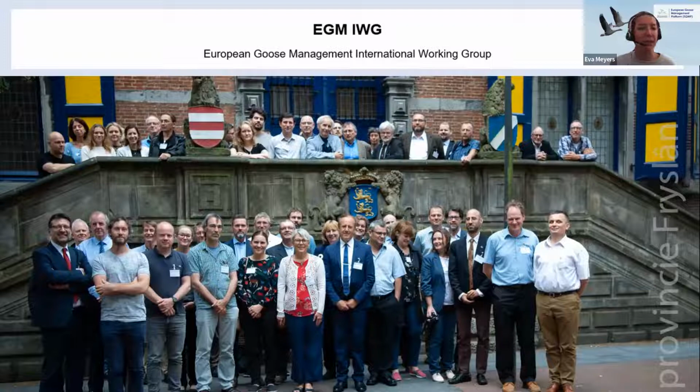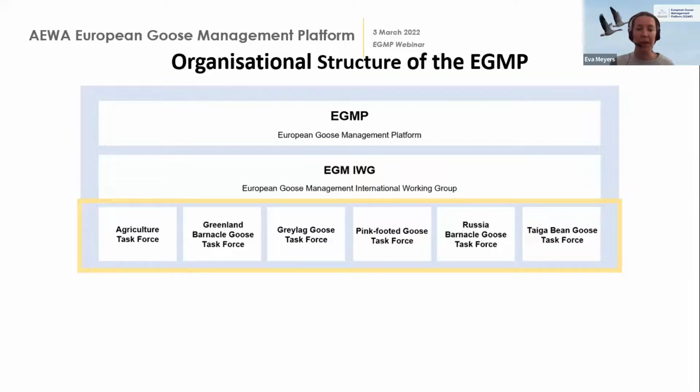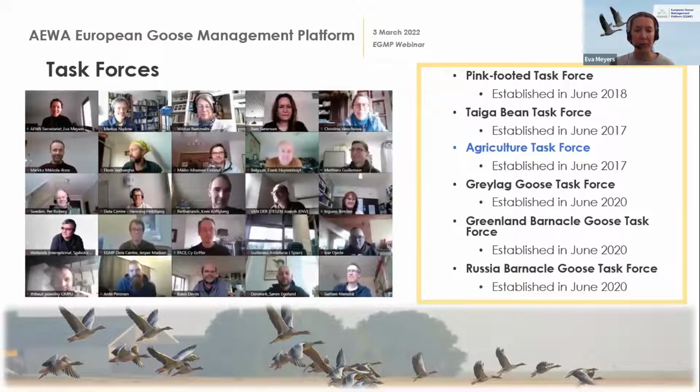So it is a very diverse group, and underneath the international working group, it was decided to establish a series of task forces dealing with various issues. At the moment, we have 6 different task forces. 5 of these task forces are dealing with species-specific issues. There's one task force for the pink-footed goose, one for the taiga bean goose, one for the greylag goose, and for the barnacle goose, we have established 2 task forces, one focused on the Greenland population and one on the Russian population.